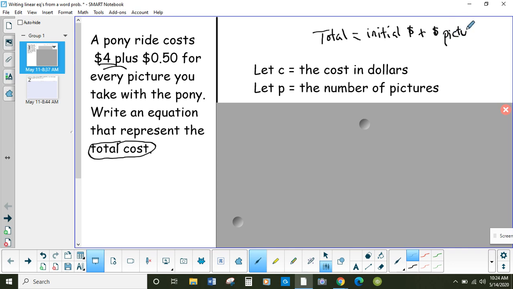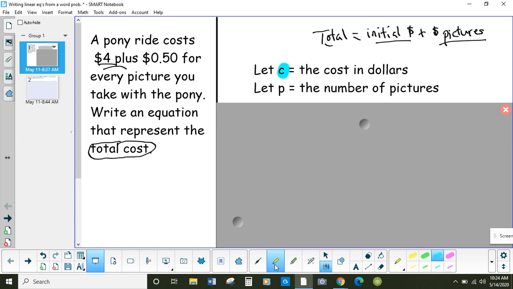Pause the video real quick and make sure this sentence makes sense to you. So what you pay is how much they charge for the ride and how many pictures you take. That's a pretty simple idea, isn't it? So if you do what I'm doing right now, you kind of make a simple idea out of it before you try to write an algebraic equation for it. It's not as hard. So we make sense of it. We assign a variable. We say what's missing.